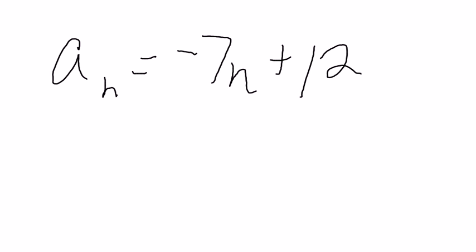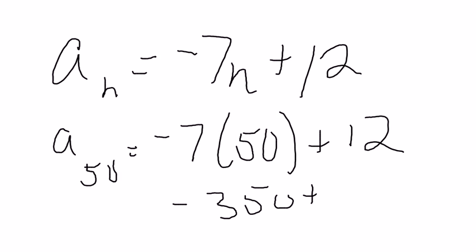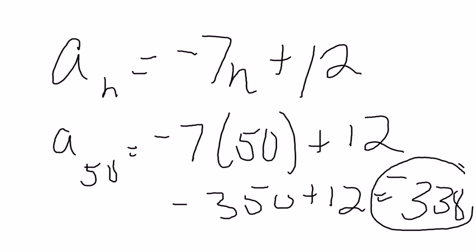So what's going to be our 50th term? Well, a_50 equals, and just substitute 50 in for n. If you multiply that out, 7 times 50 is 350, right? So negative 350 plus 12 is going to give you negative 338, and that's the 50th term of this sequence. And you got it really quickly.